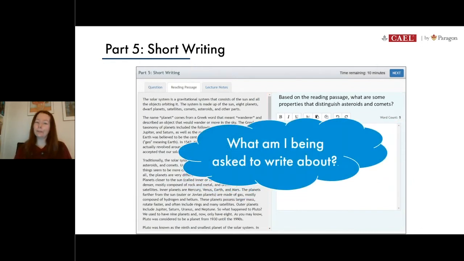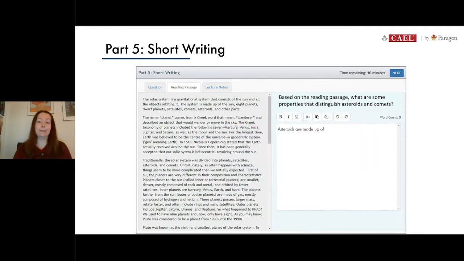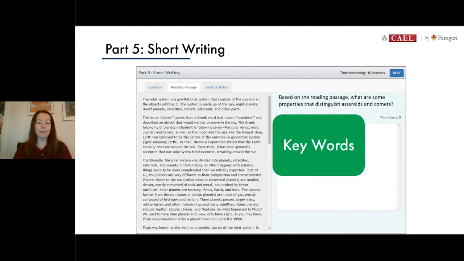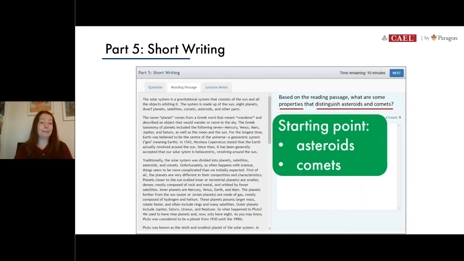So as always, we go to the question. We need to figure out what it is we're being asked to write about. So we're going to start looking for some keywords in the question itself. Now we already know that we're using the reading text, so that's fine. That's why we're on the reading passage tab now. And looking further at this question, we see the words properties, and we know we want to find the properties of asteroids and comets specifically.